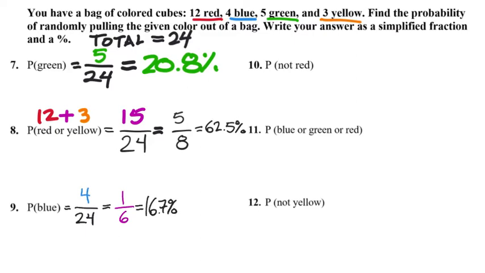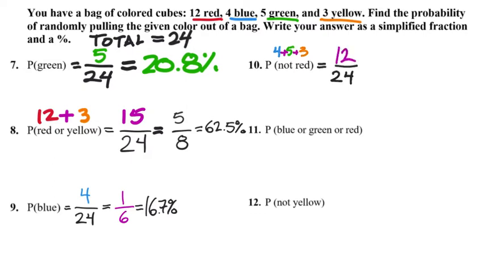So what about number 10? Well, number 10 is the probability of not pulling a red cube out of the bag. So how many of the cubes are not red? Well, you got 4 blues, you got 5 greens, and you got 3 yellows. So once again, we just need to add these all together in order to figure out our numerator. The denominator will stay the same. It's still out of 24 cubes total. So adding these together, 4 plus 5 is 9, plus the 3 is 12.